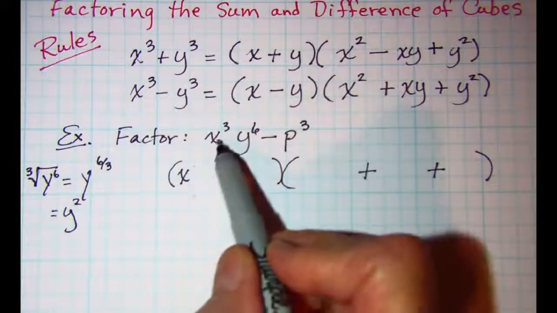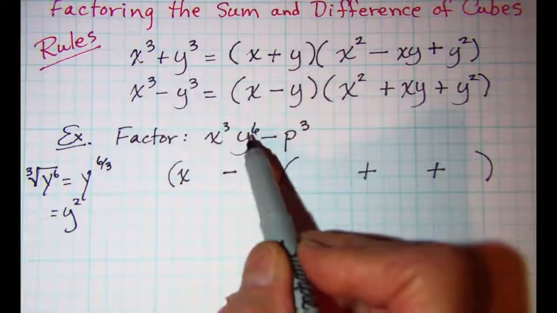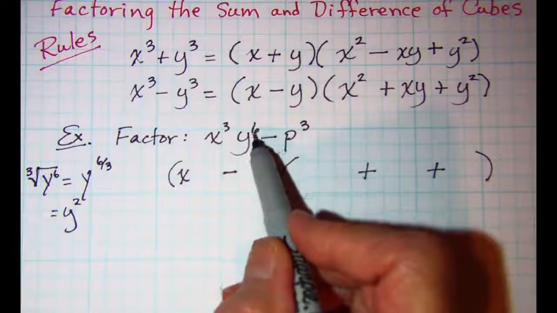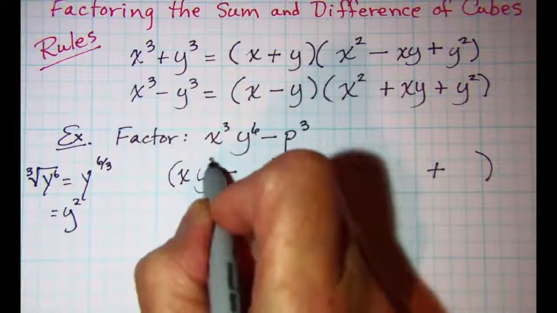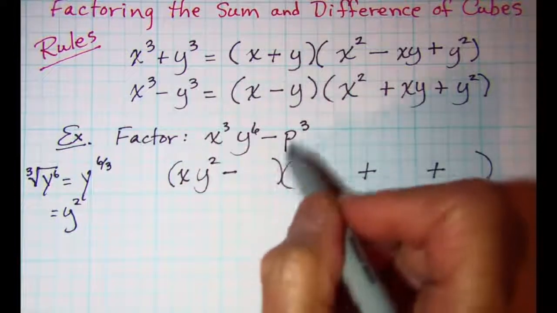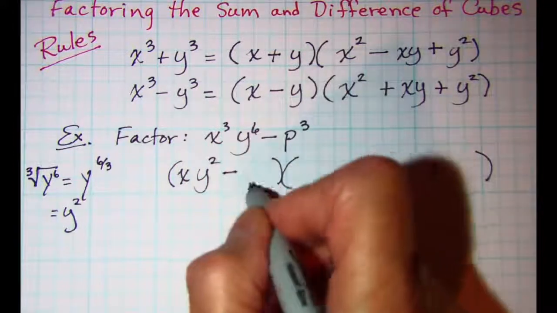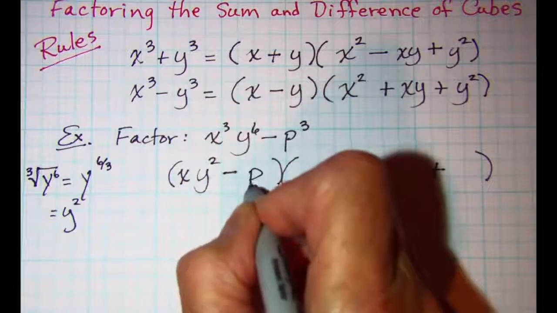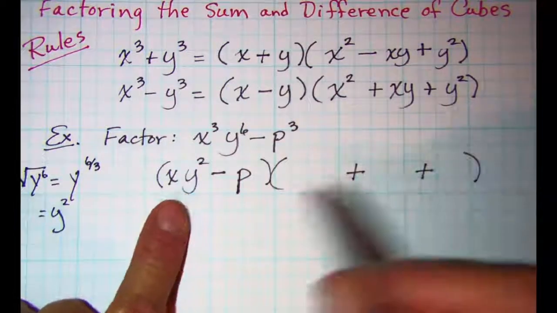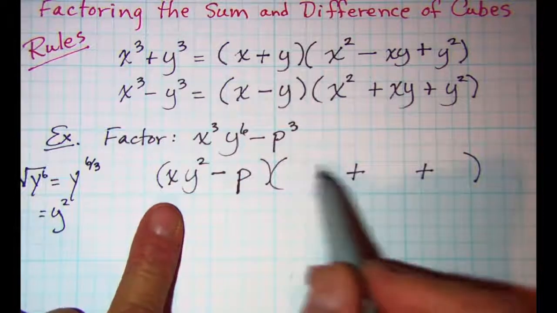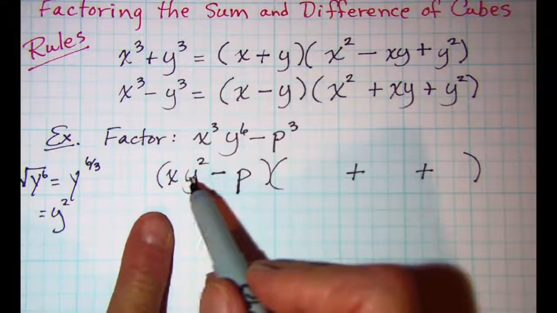So I've already done my cube root of x cubed. The cube root of y to the sixth, I want to divide this exponent by 3. So I have y squared. And then the cube root of p cubed, again divide this exponent by 3. I have p to the first power. Alright, once I've done my binomial, then my first term of the trinomial is going to be this term squared.